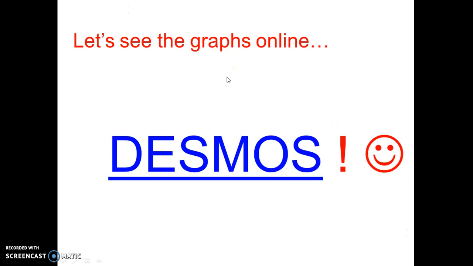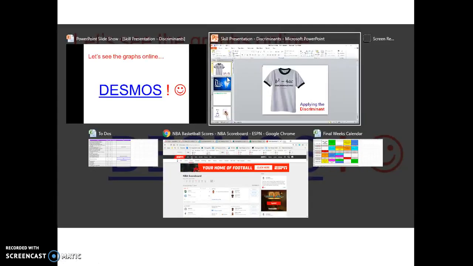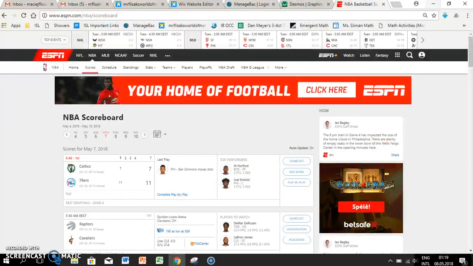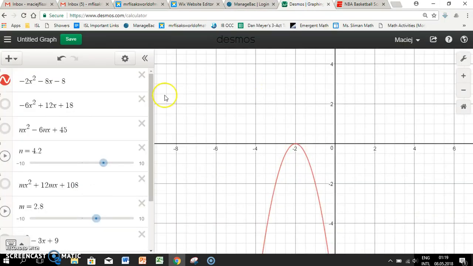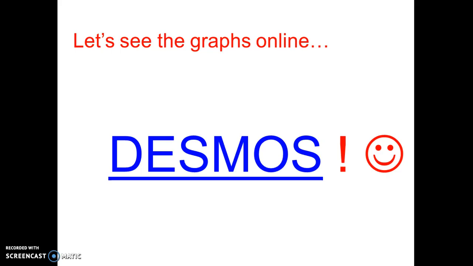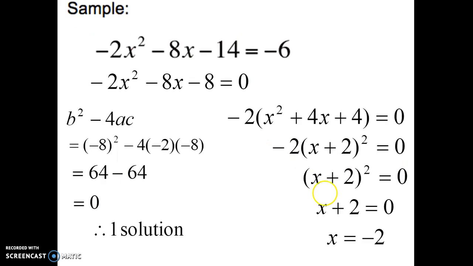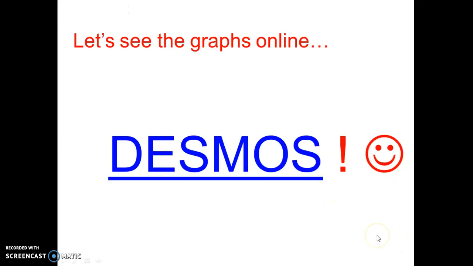All right, let's see what this looks like on Desmos. All right, so here's that same quadratic right here. Here's the graph, and as we can see, there's only one x-intercept. That is the one solution, and it is negative 2. That graph only hits there one time there at the vertex. It hits the x-axis. Only one solution, and again, it matches our negative 2 that we found here.